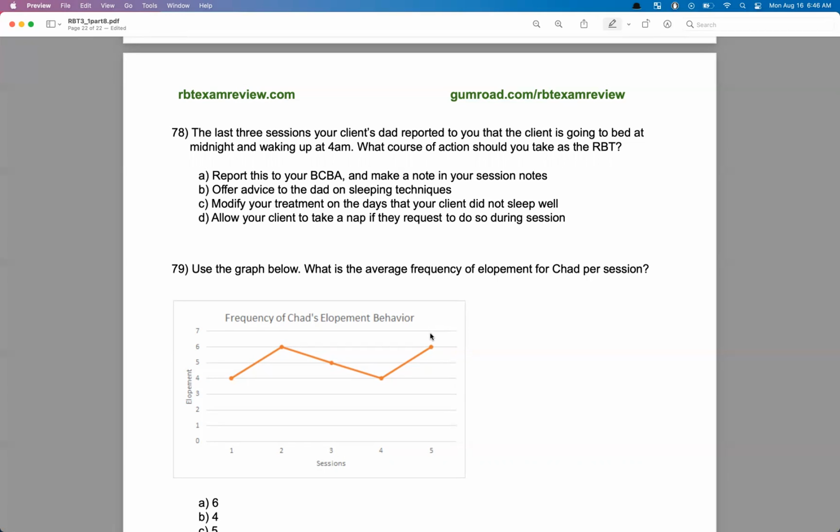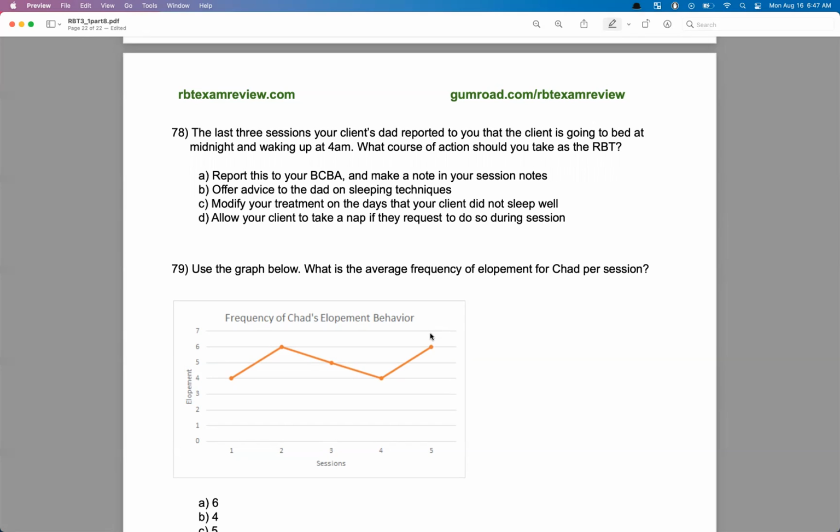Okay. Let's keep reading. B, offer advice to dad on sleeping techniques. What's the problem with B? Right? What's your role as an RBT? Your role as an RBT is implementation. Your role is not parent training. So you might report this to your BCBA and later on you help with parent training, but in the moment, you shouldn't offer advice on sleeping techniques. Okay. It's overstepping your qualification and your competency.